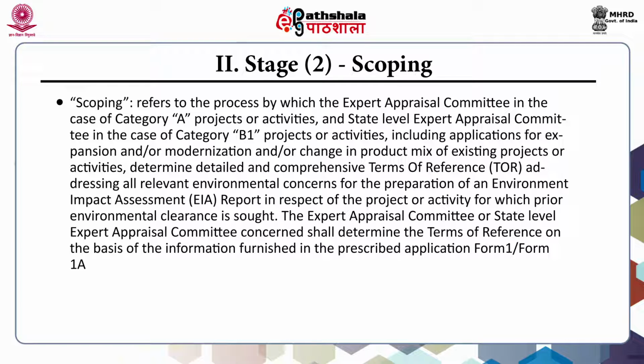Scoping refers to the process by which the expert appraisal committee in case of category A projects or activities, and the state level expert appraisal committee in case of category B1 projects or activities, including applications for expansion and or modernization and or change in product mix of existing projects or activities, determine detailed and comprehensive terms of reference, commonly called TOR, addressing all relevant environmental concerns for the preparation of an environmental impact assessment report in respect of the project or activity for which prior environmental clearance is sought.